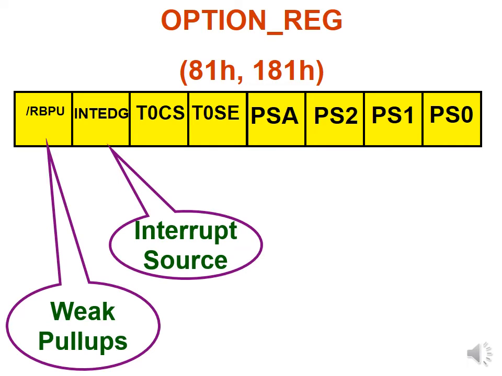The OPTION register is found in banks 1 and 3. It is made up of bits as indicated on the illustration. RBPU is the bit that is used to enable or disable weak pull-up resistances on port B. We'll discuss more on these pull-up resistances when we get to the topic that discusses ports. INTEDG is a bit that is used to select between the rising edge and the falling edge as the edge that triggers response to an external interrupt.